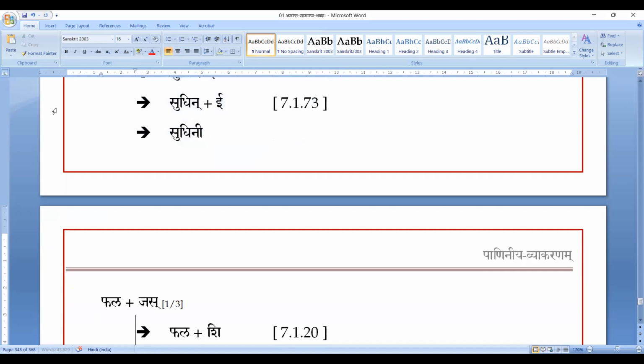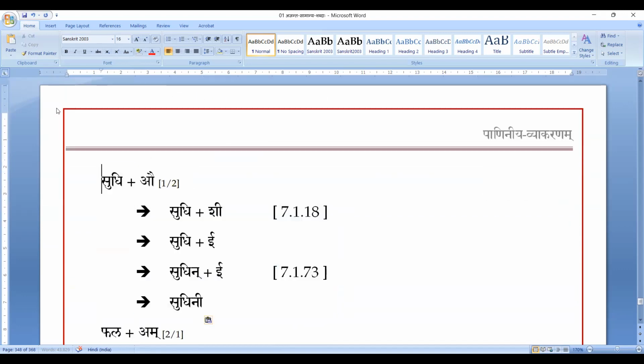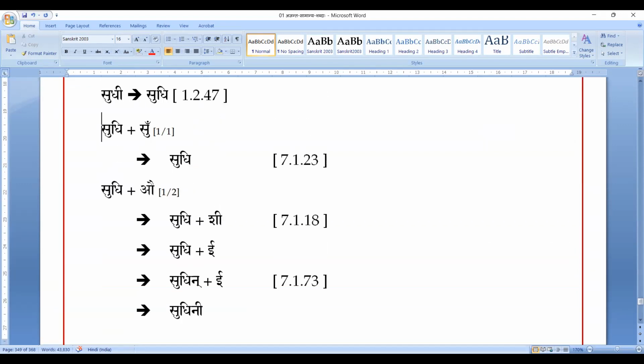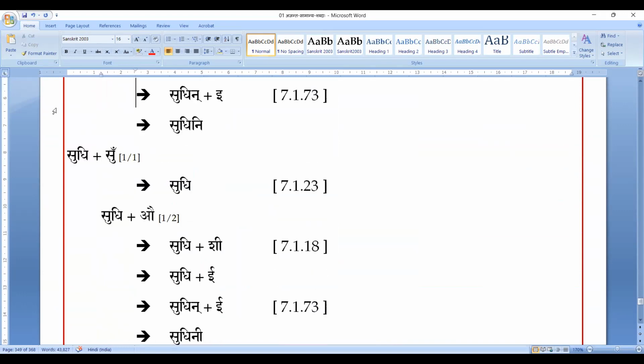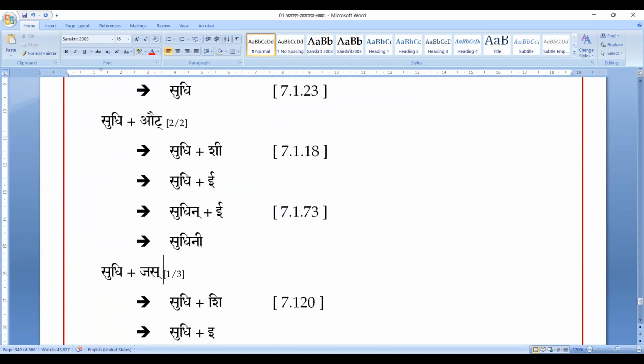Then copy this. Sudhi plus Jas, 1-3. Jas is replaced by Shi, Jas Shasoho Shi, 7.1.20, therefore this will be E. Sudhi plus E, again Ikochi Bhakto, Sudhini. Then Sarvanamasthane Chasambuddhau will not apply; Ikochi Bhakto will hold. The same way for Dvitiya Bhakti also. Just replace it. Sudhi plus Au, which is 2-1, Sudhini, and Sudhi plus Shas, 2-3.